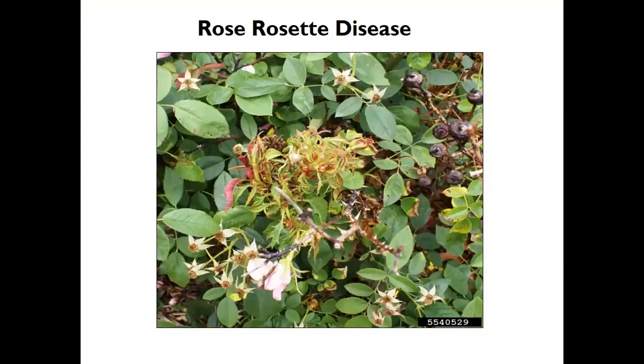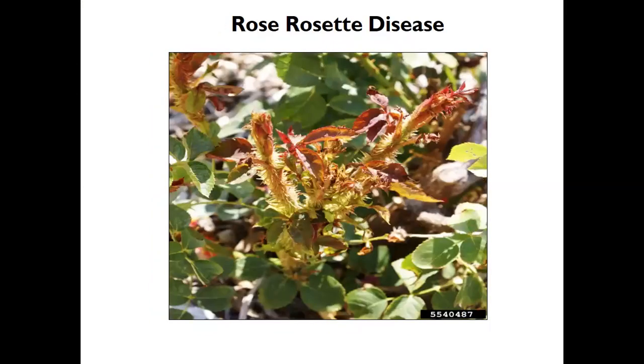Rose rosette disease. It's been common on knockout roses and other roses. It is spread by the eriophyid mite, which is microscopic. You can't see it with the naked eye, and there are no chemicals to control it. It spreads the virus, and once it gets in the plant, it causes this distorted growth. Here's another picture of it, distorted growth, and there's nothing that can be done. In time, it will cause the plant to deteriorate and potentially die.